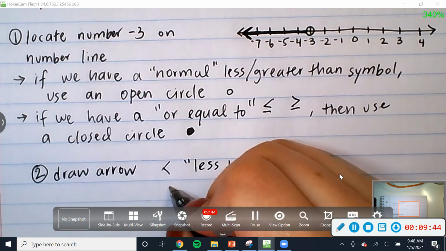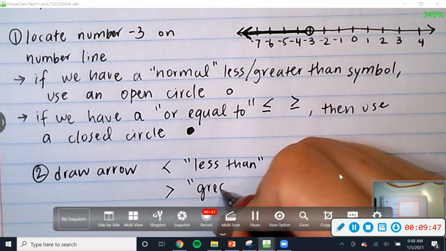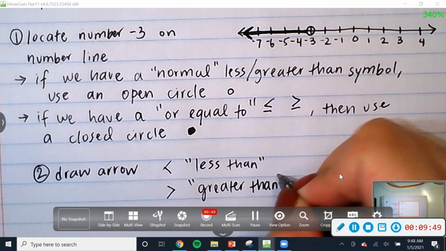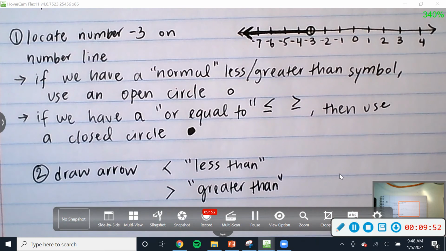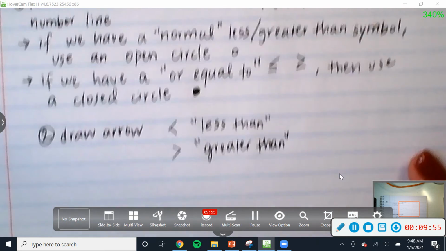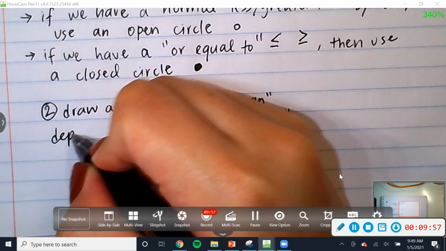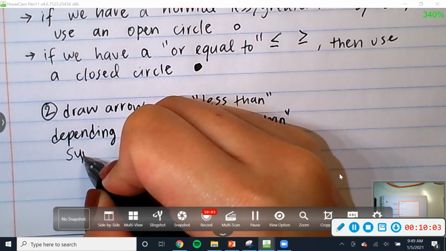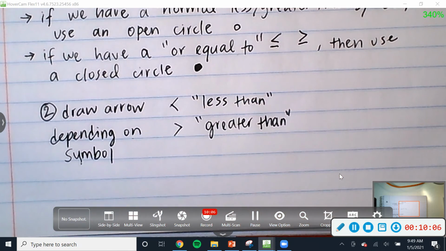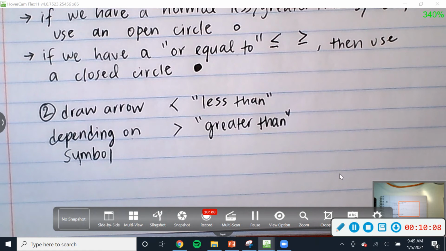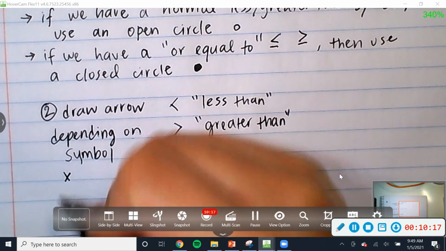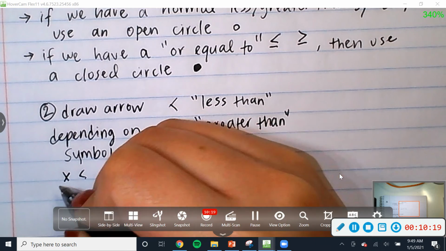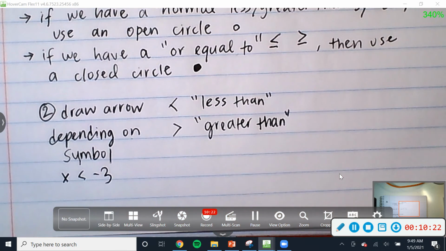If I had the other symbol, right, greater than, then I would be drawing it in the other direction because I would need numbers greater than negative 3. So depending on what inequality symbol, if it's greater than or less than, I will use that to draw the arrow. A quick trick that you can use for this one, less than or greater than, is if your problem is written with the variable on the left side, like this one, where x is over here and then we have our number over here, you can always use this trick.